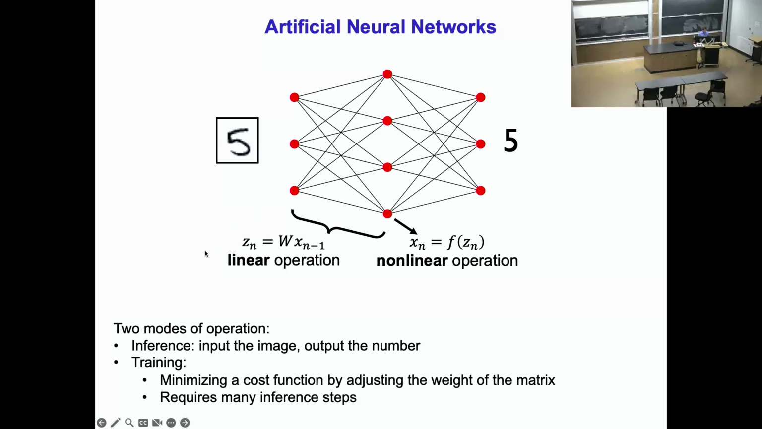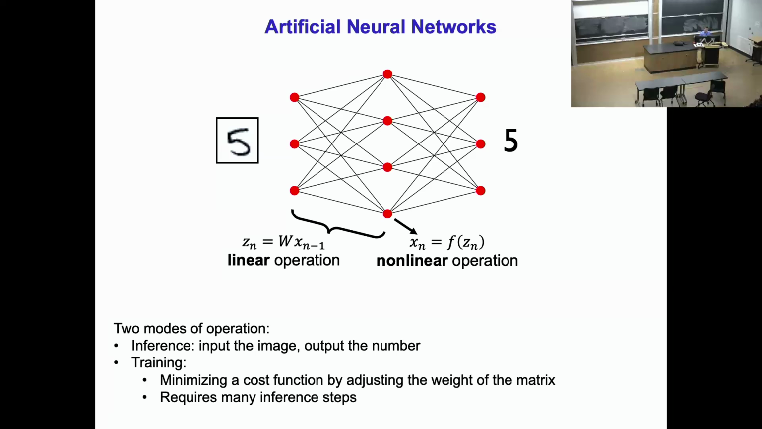And the other one is called training, because in order for this to work, you have to train the network. In other words, you have to pick the right weights in the matrix. This is done by sending in a large number of examples, running the inference, comparing with the desired outcome, then gradually tuning the weights of these matrices until eventually it works. So the training takes a lot of inference steps.